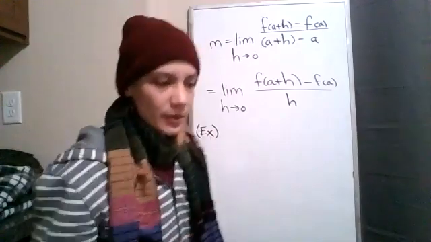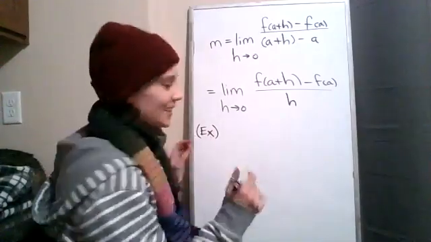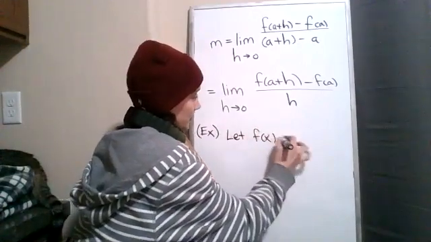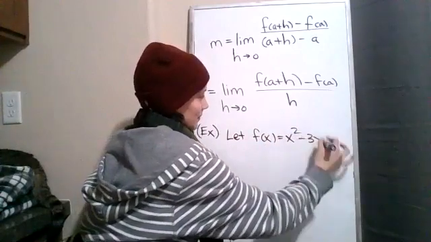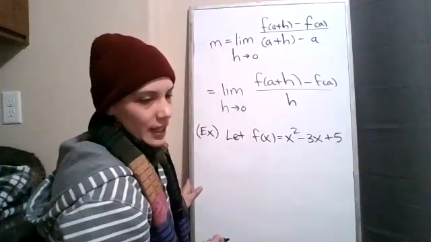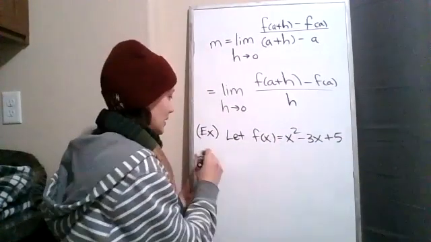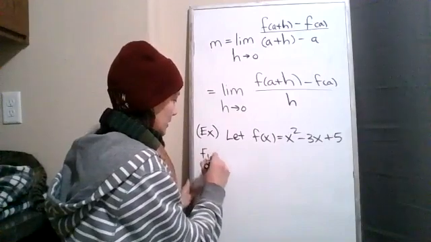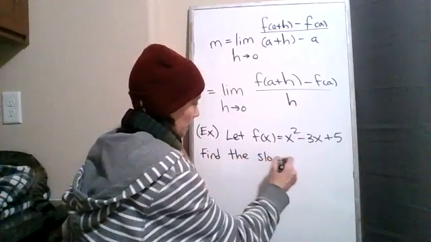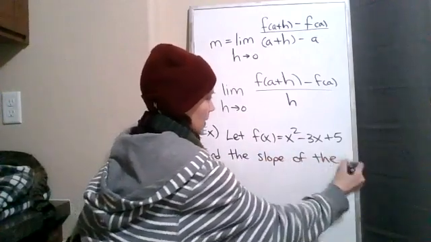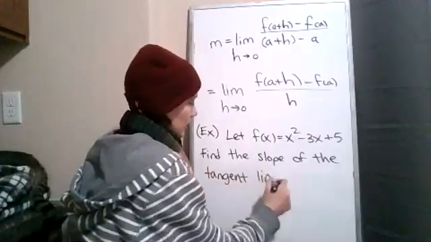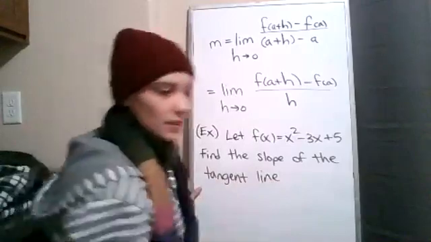So it's f of x equals x squared minus 3x plus 5. And find the slope of the tangent line at the point 2, 3.